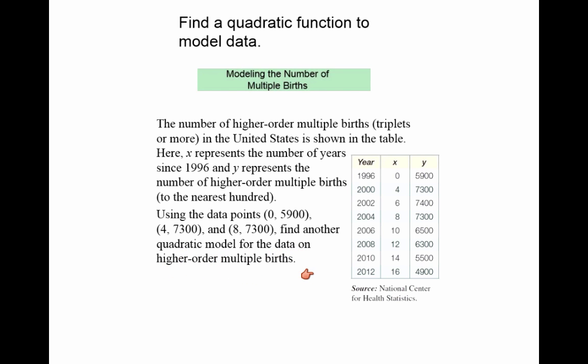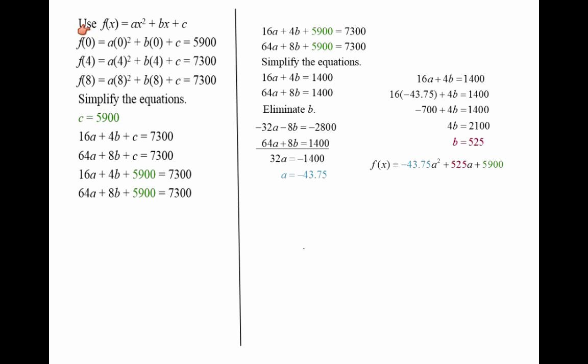So this is the information we have. We need to write the equation. In this case, we're going to use f(x) = ax² + bx + c, because we're using the quadratic equation as our model here. And we have some points from the table.